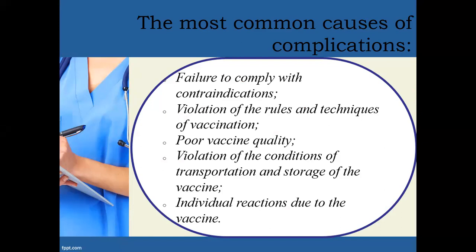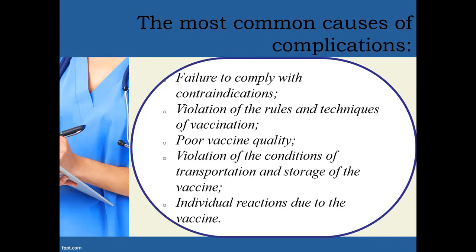Second, violation of the rules and techniques of vaccination. It is the cold chain, saving vaccine, or the expiry date of the vaccine, and so on. Color and temperature of storing the vaccine. Next, poor vaccine quality, which may come from the factory. Next, violation of common conditions of transportation and storage of vaccine. Next, individual reactions due to vaccine.